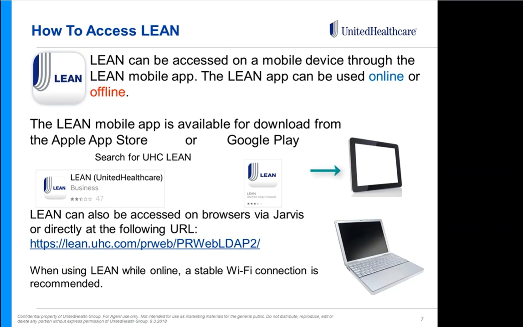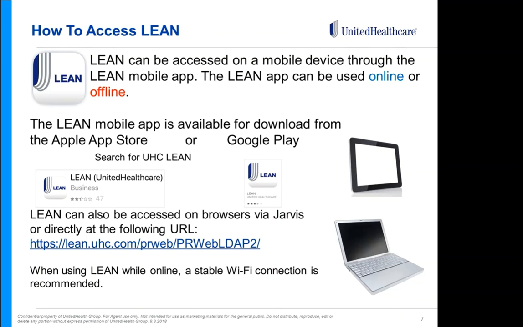As you can see here, the LEAN mobile app is designed to be used horizontally on a tablet or in landscape orientation, as some features do not appear when held vertically or in portrait orientation. The LEAN mobile app can be used online or offline to take applications, but the LEAN website requires an internet connection.